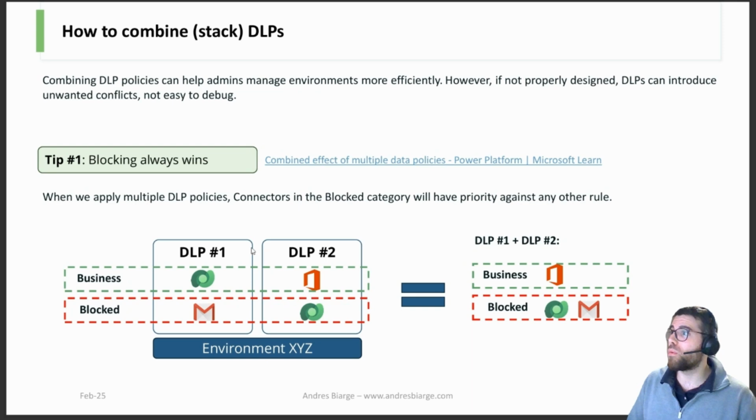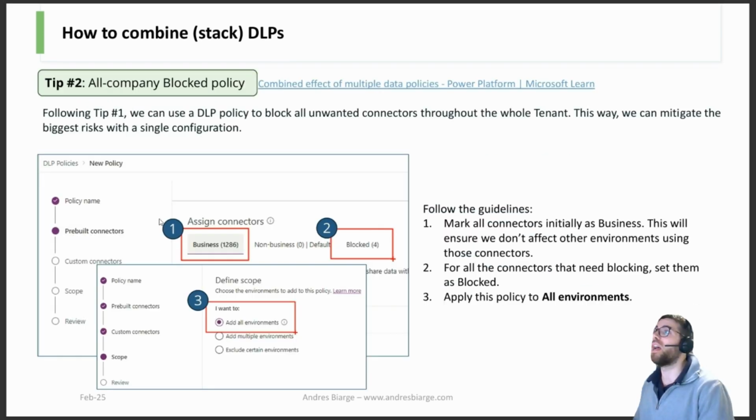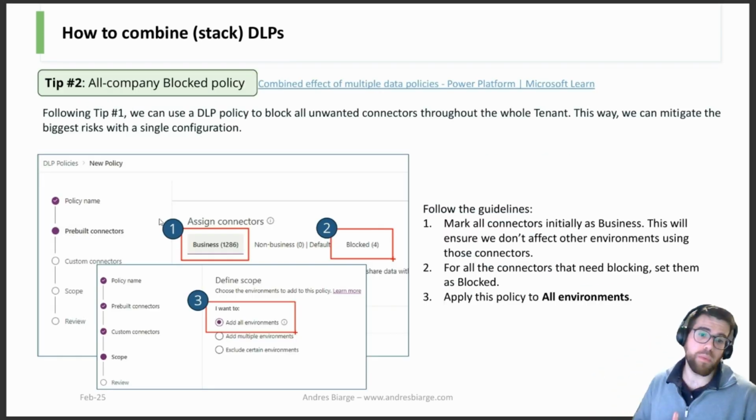Now, the second tip I want to share with you, the next logical conclusion, is if blocking always wins, if I have an all company block policy, what that means is we want to ensure that certain connectors cannot be used at all in any environment, no matter what happens. For example, Google Mail, Google Drive, Dropbox, whatever. Then how can we approach this?